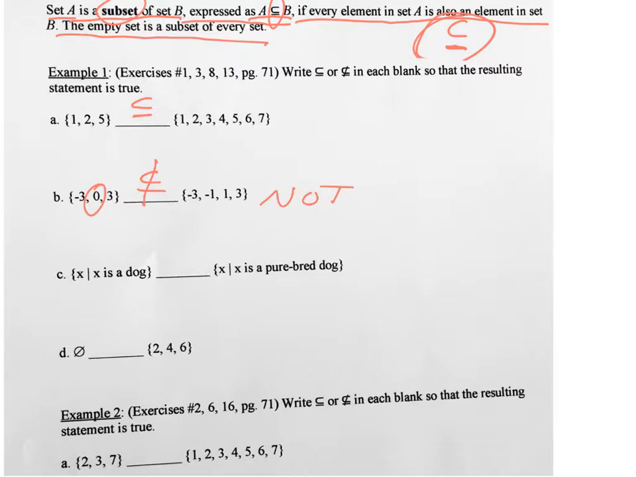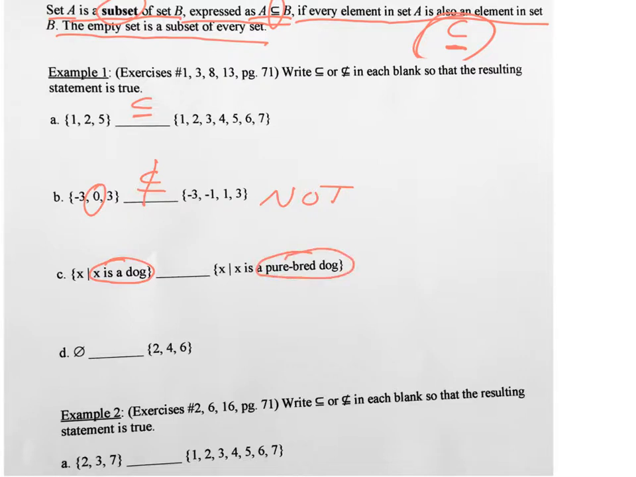All right, looking at C, the set of X such that X is a dog, and the set of X such that X is a purebred dog. Just like in the last video, when they give us that set builder notation, we only care about what comes after the bar. So the first set is talking about all dogs. It just says X is a dog. Whereas the set on the right is being more specific. It's talking about the purebred dogs.